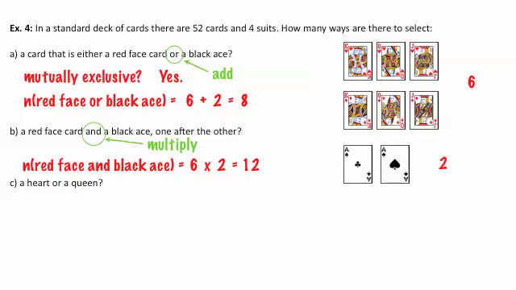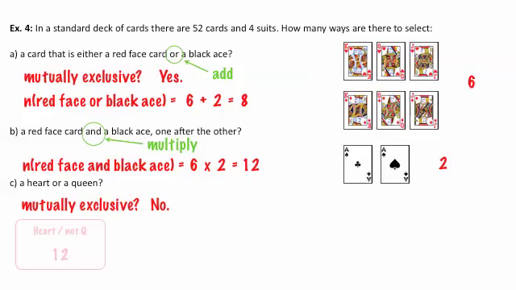Now, let's take a look at this next question, a heart or a queen. How many ways can we select a heart or a queen? And of course the question is, first of all, are these events mutually exclusive? Could you select a heart that is a queen and have it be the same card? And the answer is yes, you could. So these events are not mutually exclusive. So we can't simply use the additive counting principle and add up the number of hearts with the number of queens, because there's a little bit of an overlap here.